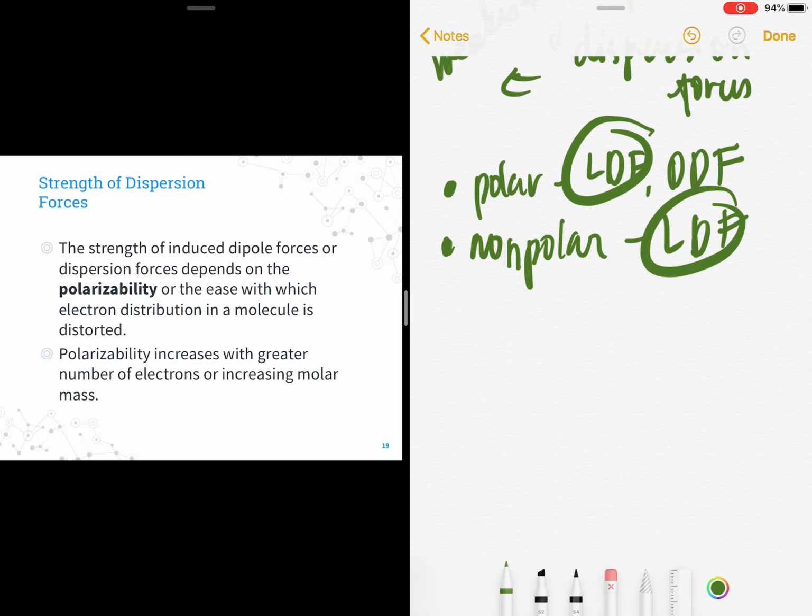Okay? So I've already explained this a while ago. So, strength of dispersion forces. The strength of induced dipole forces or dispersion forces depends on the polarizability or the ease with which molecule electron distribution is distorted. So, yung strength ng ating induced dipole forces nakadepende kung gaano ba kabilis ma-distort, no, yung ating molecule. Polarizability increases with greater number of electrons or increasing molar mass. Okay, so mas mataas yung ating molar mass, mas mataas yung ating polarizability.